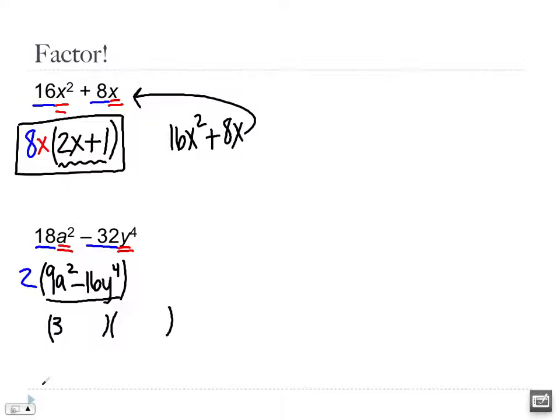9a squared is 3a multiplied by 3a. Remember that with the difference of squares, you're going to have 1 negative, 1 positive. Those can be in the opposite order if you would like. 16y to the 4th is 4y squared and 4y squared. Don't forget about that 2 that we factored out. That needs to come out in front. This is our final answer. So that was 2 examples that involved the greatest common factor, and then the second one was the difference of perfect squares.